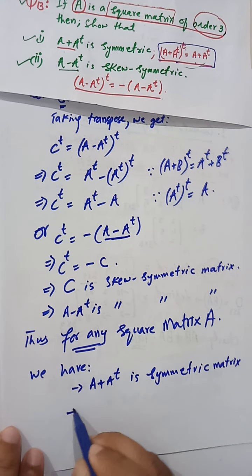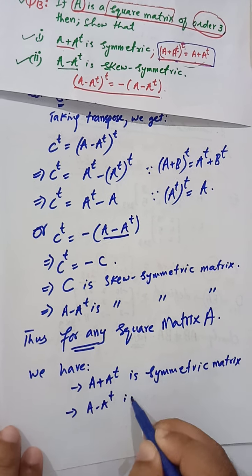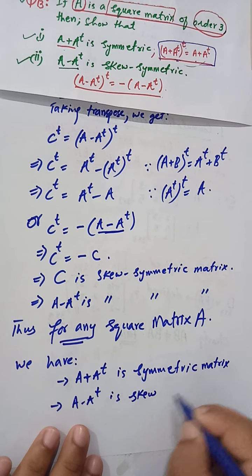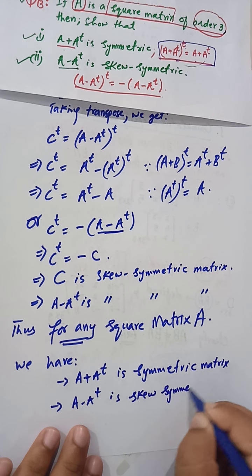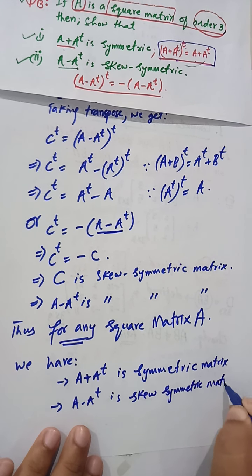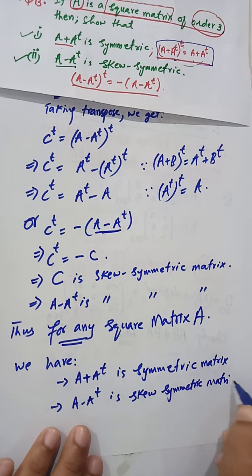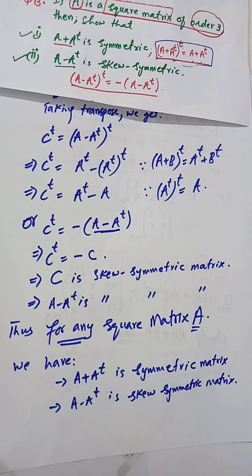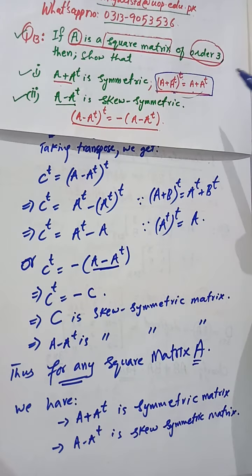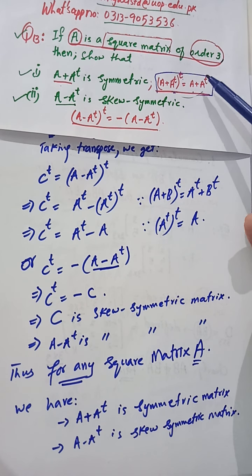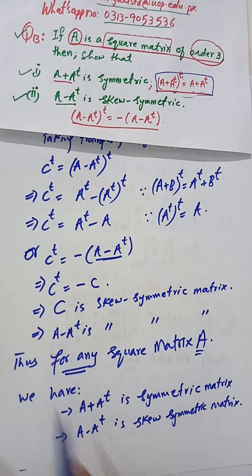So A plus A transpose is symmetric and A minus A transpose is a skew symmetric matrix. You see that you prove this for any square matrix A. So this is more beautiful than question number 13. Question number 13 is in the specified form. If it is true for all orders, it must be true for order 3. So you can write that this result is also true for a 3 by 3 matrix, and that is the solution of question number 13.